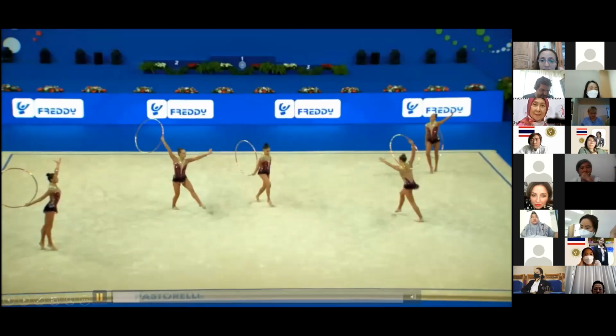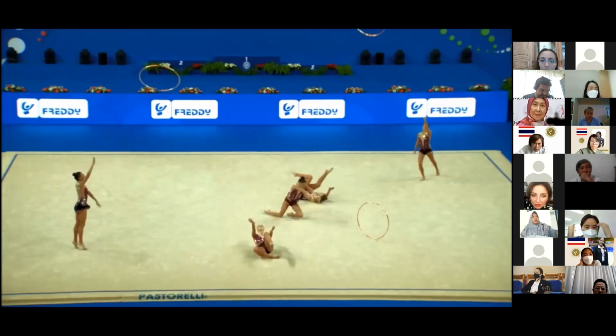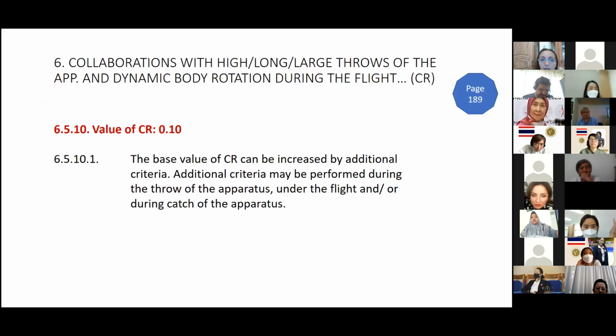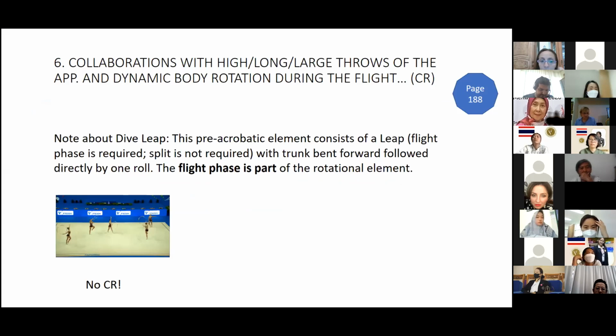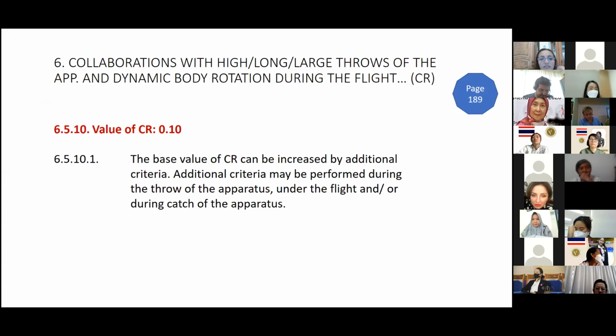One of the gymnasts does not have a flight phase. This is why it's not considered as a CR.